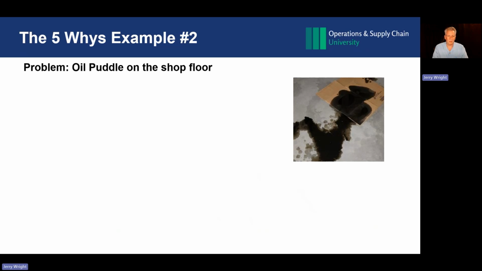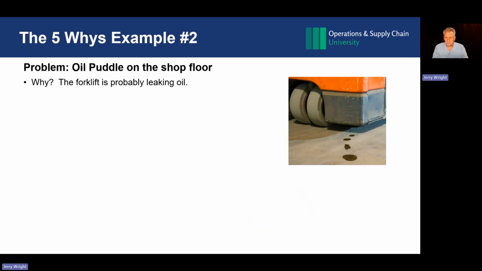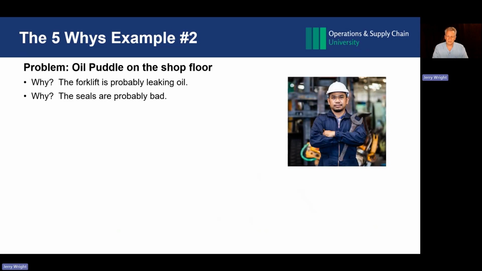Someone's thrown a cardboard box on it to absorb it. It's like, that's unusual. So why is there an oil puddle on the floor? Well, somebody says, oh, the forklift is probably leaking oil. And as we look over towards the forklift, we say, oh, there's some oil on the floor. I wonder if that's where it's from. So why is the forklift leaking oil? And then the mechanic says, well, the seals on the forklift are probably bad and they're dripping oil. Oh, okay. Why are the seals bad?